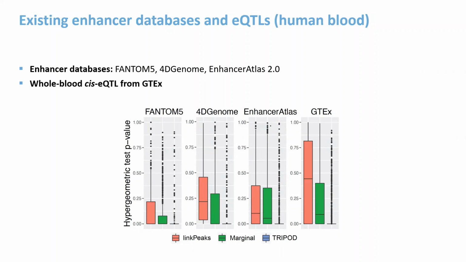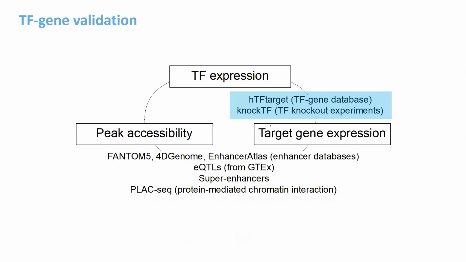So we want to test whether there is a significant overlap between the calls from these existing databases as well as the calls that we return from our method. And then we benchmark against the 2 additional methods, and we find that tripod returns the most significant p-values of overlap in this case.